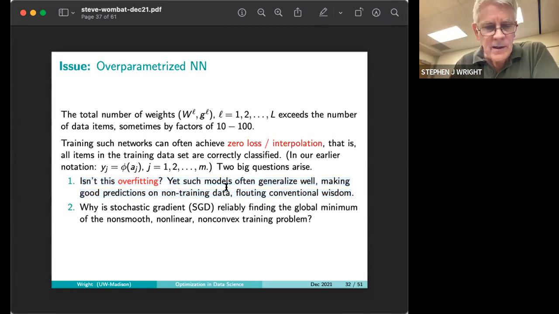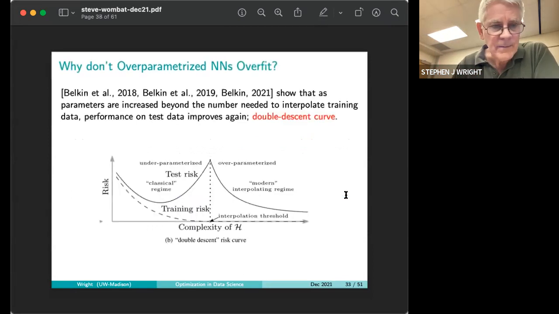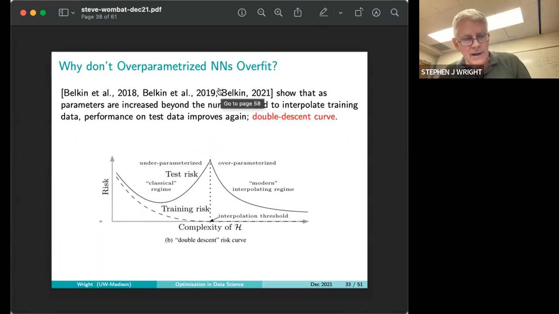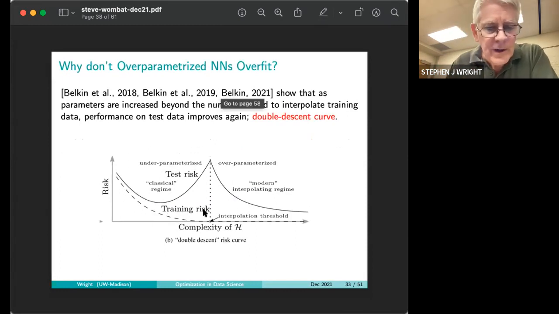So this sort of flouts the conventional wisdom. And so there are all these explanations now as to why you can interpolate and still get good generalization. In fact, there's this so-called double descent curve, this idea due to Belkin in the last 3 years, but it goes back a lot further. He sort of explained why overparameterization might not be a bad idea. And he explained it like this.